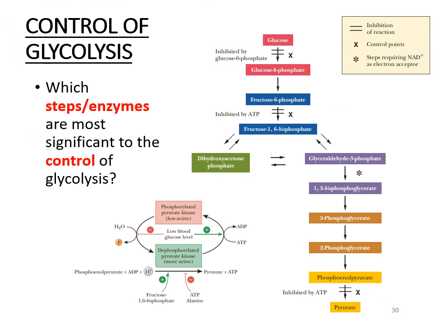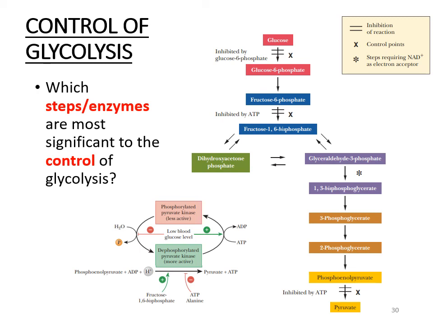Now, like anything in life, too much of a good thing can become a bad thing. And in biology, we always have to have control. We have to be able to control and regulate any kind of pathway. And so the same is true with glycolysis.